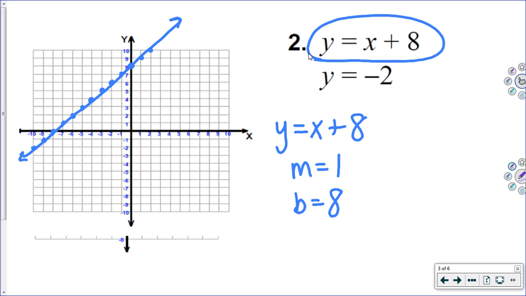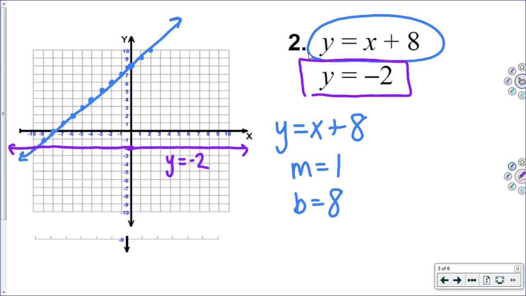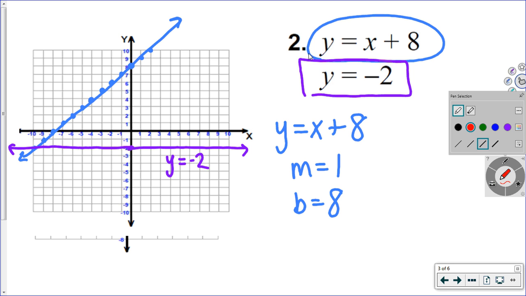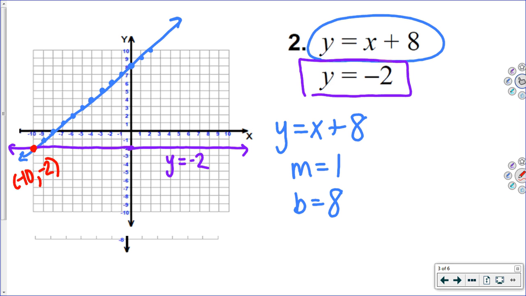Now I will graph y equals negative 2. There is no x, so it has a slope of 0. This means every point where y is negative 2, and it is a flat line. So this is y equals negative 2. You can see that they meet at this point right here. That point is the ordered pair negative 10, comma, negative 2.